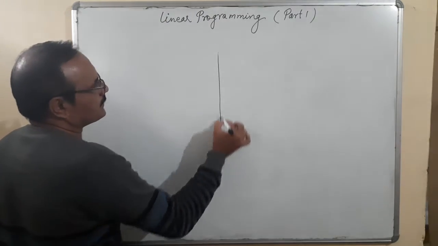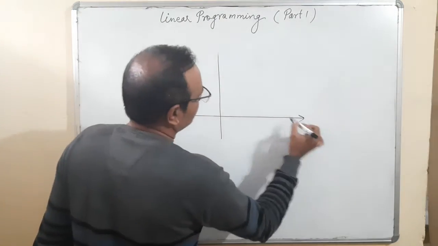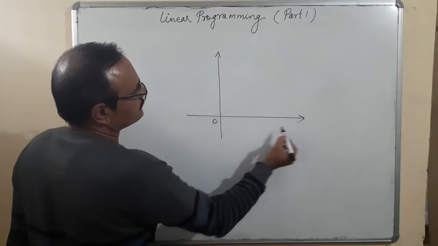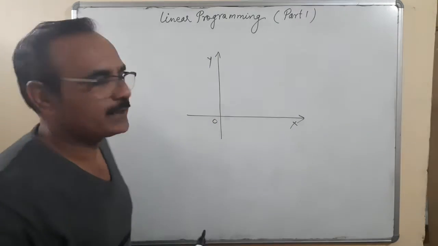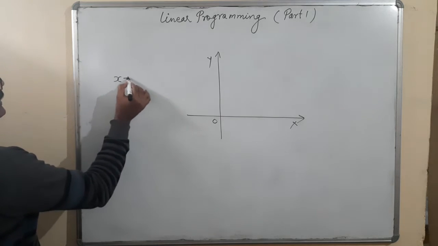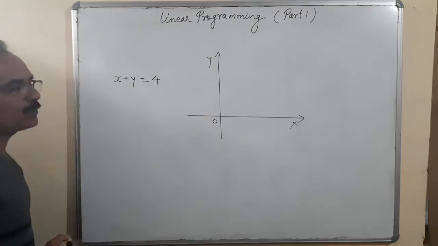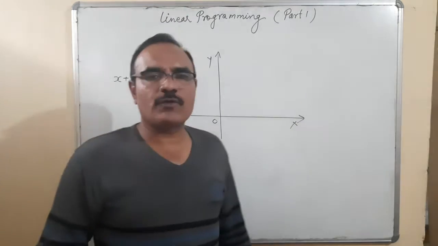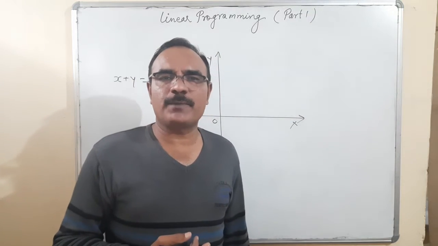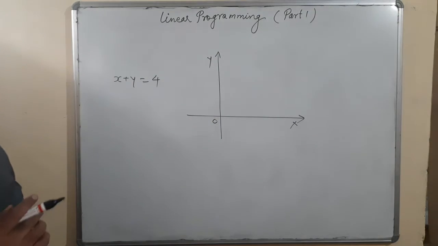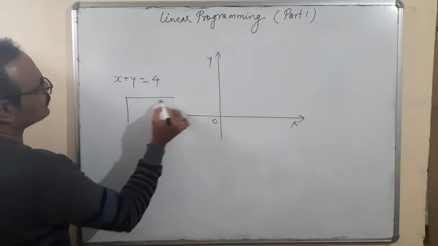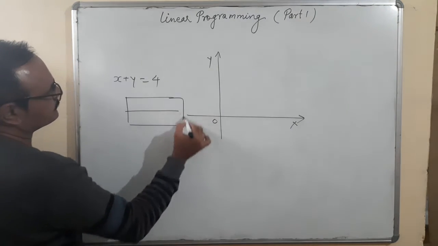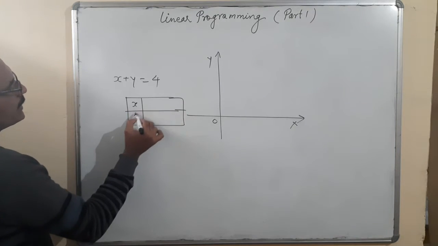On the graph paper, when we draw a line, suppose it is x-axis, y-axis. When we are going to draw a line, this is the equation of the line, x plus y is equal to 4. Simple. When we are going to represent a line on the graph paper, what should be done? We will do one thing. We'll make at least two solutions. At least two solutions are required.